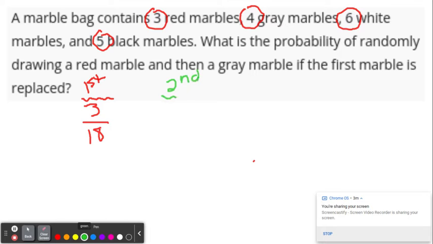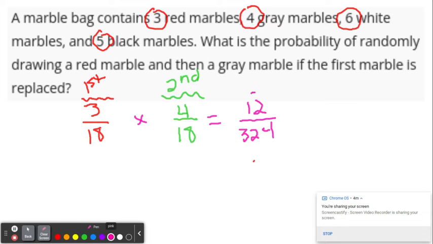Well, how about the second pick? For the second one, I want the second one to be gray. Remember, we put the first marble back. So when we put that back, there's still 4 gray marbles, and there's also still 18 overall. Well, what do we do with those two things? We multiply them. So we multiply straight across the top. That gets me 12. I multiply straight across the bottom. 18 times 18 is 324. And I'm sure we can simplify that, but I'm not going to worry about it.